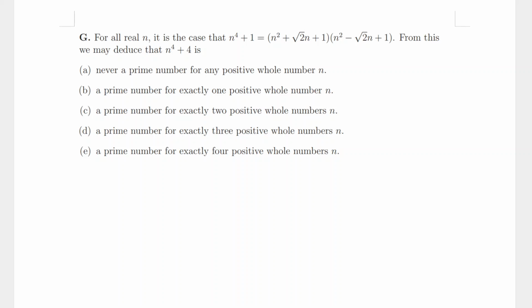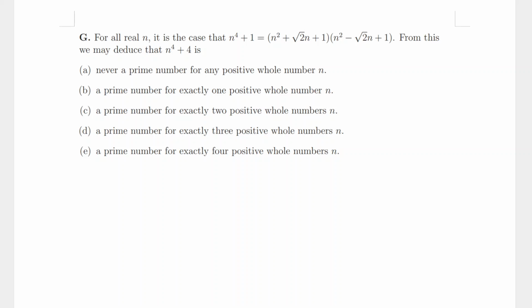Moving on in question G, for all real n, it is the case that n to the 4 plus 1 equals that factorization. I think we should be familiar with that quartic factorization at this point. From this, we may deduce that n to the 4 plus 4 is 1.